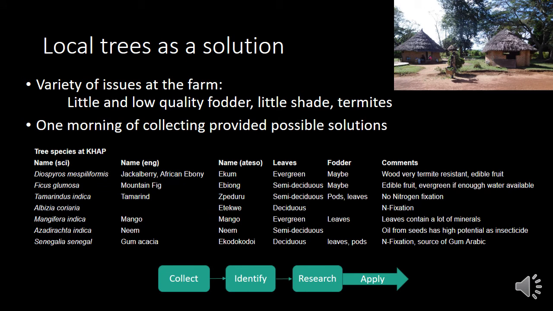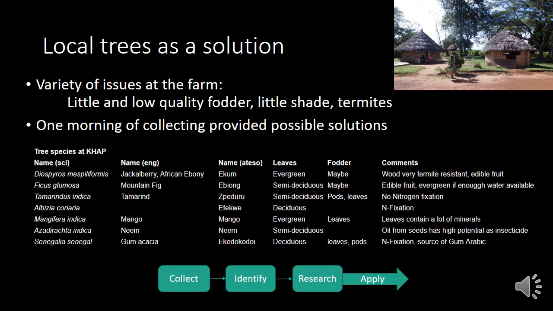And during this research process, we were attacking a couple of issues at the farm. One of them was low quality fodder. There was too little food for the cattle to eat. There was too little shade as well, especially with the breed of cows that they were using. And termites were a big problem. When you put a wooden pole into the ground in this place, it will be eaten within 2.5 years, something like that. And it will completely disappear because the termites ate it. And that's a big issue when you try to build fences to contain cows.